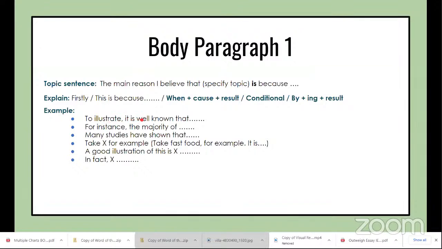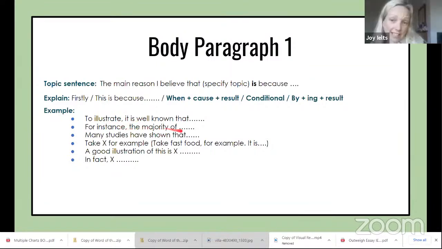To illustrate, it is well known that, for instance, the majority of, many studies have shown that. So we've got this have shown to show that it's recent. Or take X, for example, a good illustration of this is, or in fact. So this is how we introduce our examples. Now, you should only have 2 ideas per body paragraph maximum, okay? But you can have 1. Ideally, you should have 1.